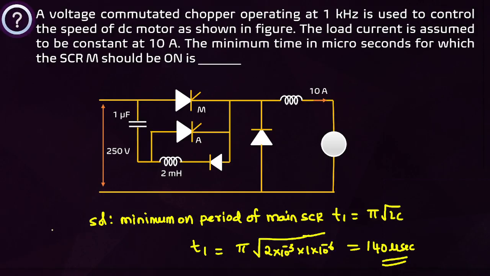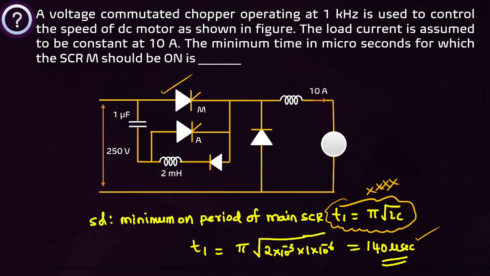Here it is asking what the minimum on period of the main SCR is. This is also which one? Voltage commutated chopper. In a voltage commutated chopper, the minimum on period is equal to pi root LC. Based on this also GATE questions are there. What is the minimum on period of the main thyristor, students? That is pi root LC. Pi into root LC, that you have to take as 140 microseconds.